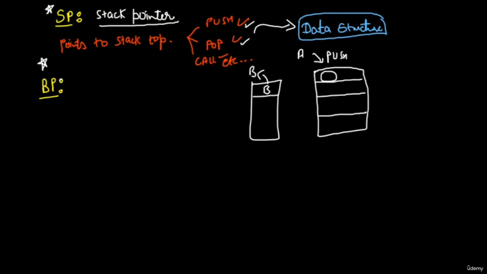So what is a BP? B is base pointer. B is the base. Also, the B was the base register, but this time it's pointer. So base pointer, what does a base pointer do? Base pointer holds the offset address. Well, let me also write that so that you can see that too. It holds the offset address.